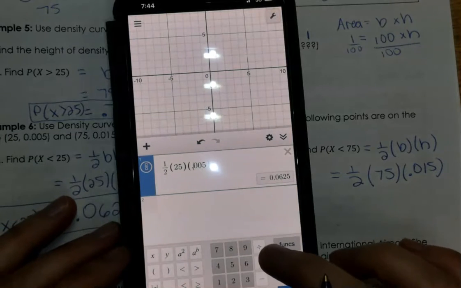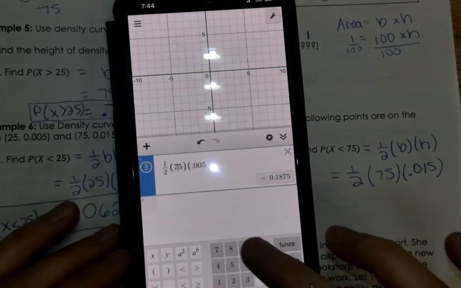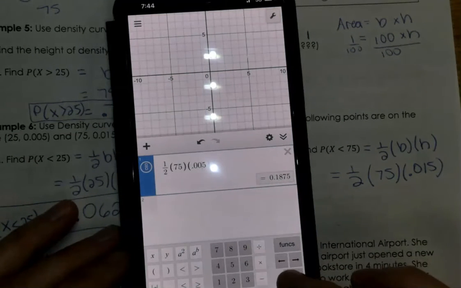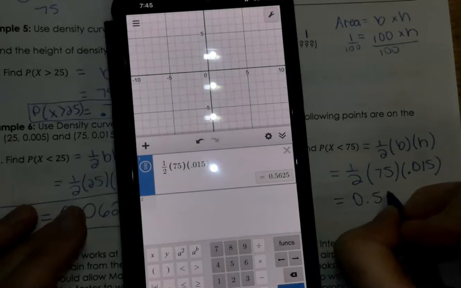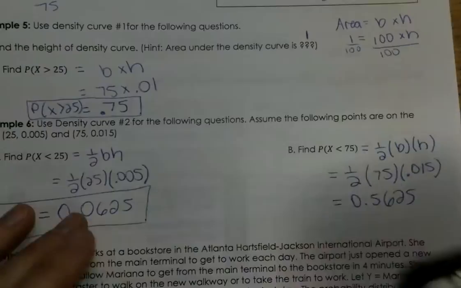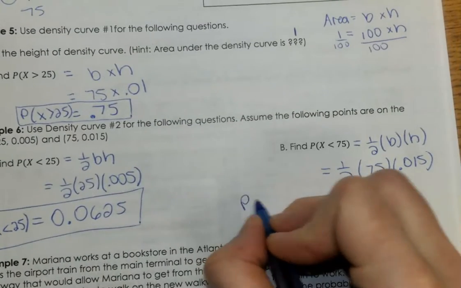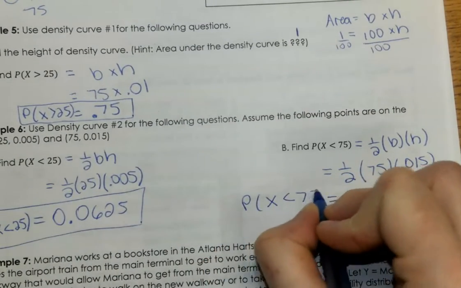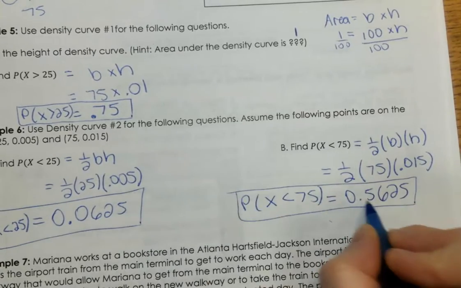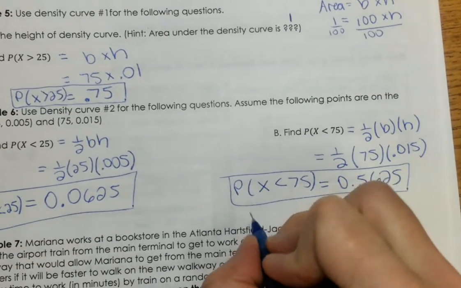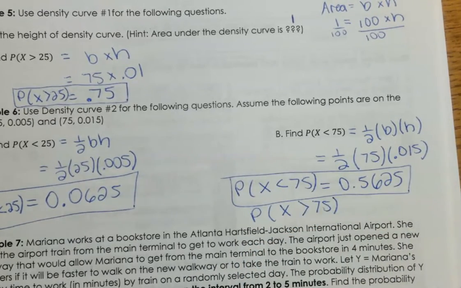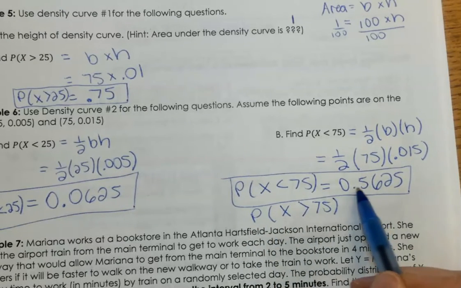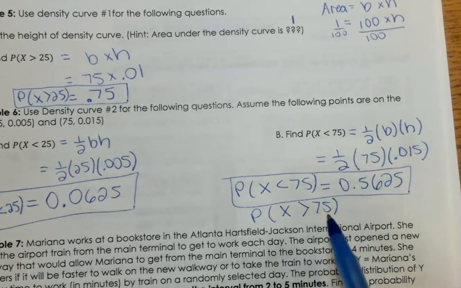So let me go ahead and change these numbers. The base is now 75, and the height is 0.015. All right, so our probability of x being less than 75 is 0.5625. Let me ask you this. What would the probability of x being greater than 75 be? If x is less than 75 is 0.5625, what would the probability of x being greater than 75?